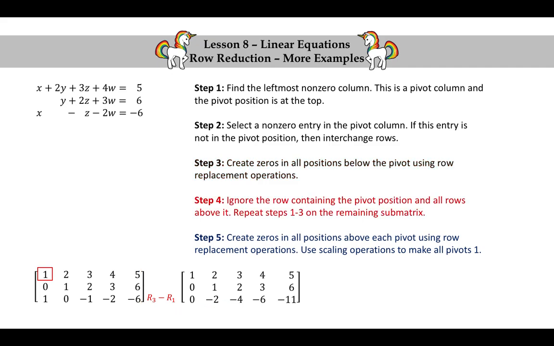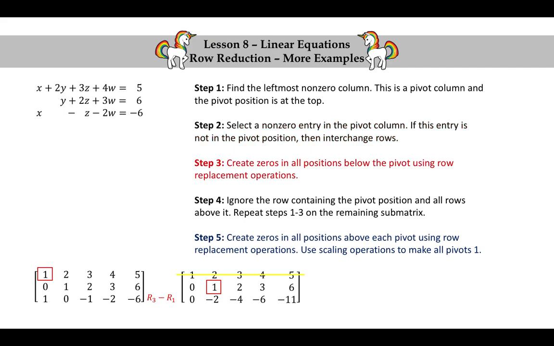So now we ignore the row containing the pivot position and all rows above it. So let's just put a light line through that first row since it's going to be ignored from now on. And we go back to step 1, where we find the leftmost non-zero column. That would be this column, 1, negative 2. Let's select a non-zero entry in this pivot column. Let's choose that 1 there. Again, this is already in the pivot position, so we won't have to interchange rows.